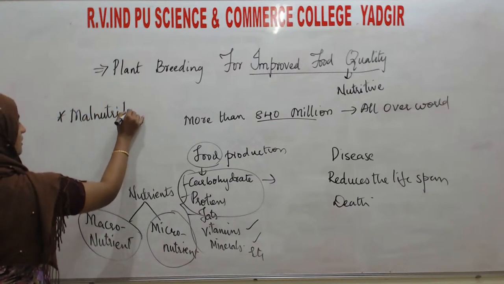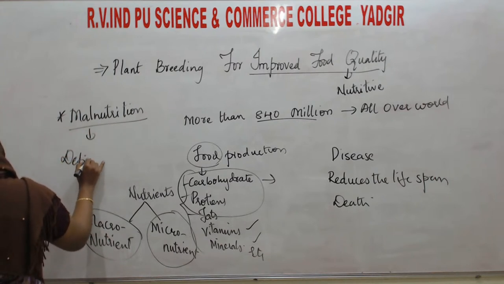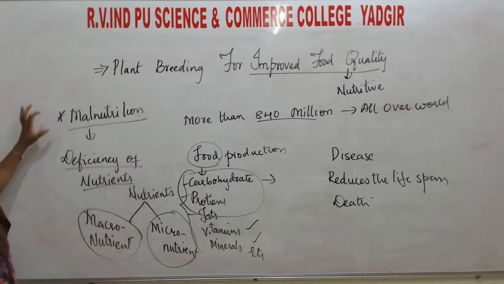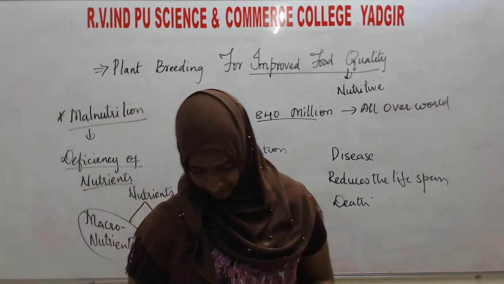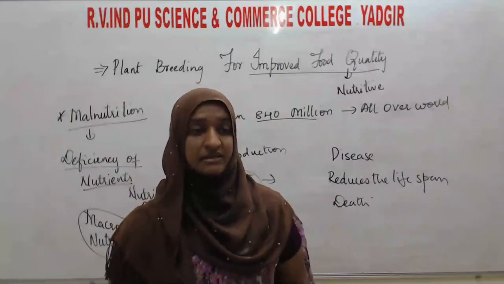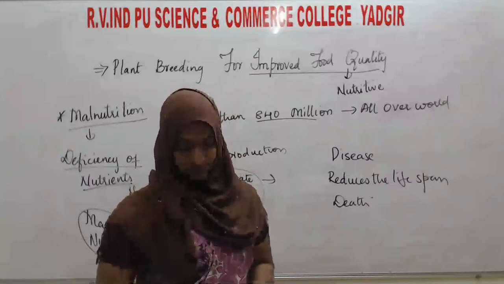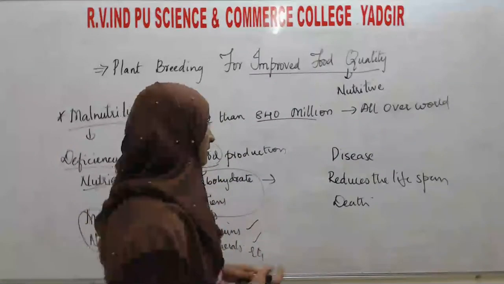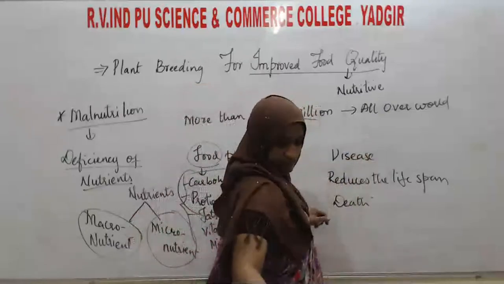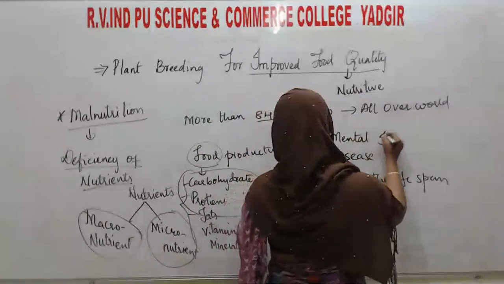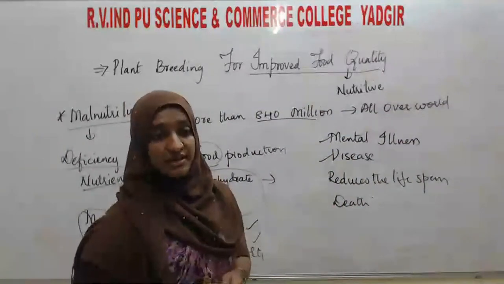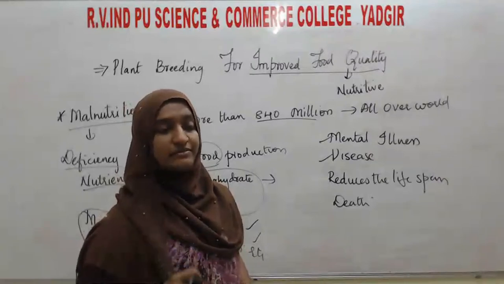They are not getting sufficient nutrients, which means a deficiency of nutrients. That is known as malnutrition. Diets lacking the macronutrients as well as the micronutrients, such as amino acids, iron, zinc, potassium, sodium, iodine in the food, are going to reduce the lifespan, and people will suffer from mental illness. Certain diseases are going to be caused. For example, if there is a deficiency of iron, then that person will develop anemia.